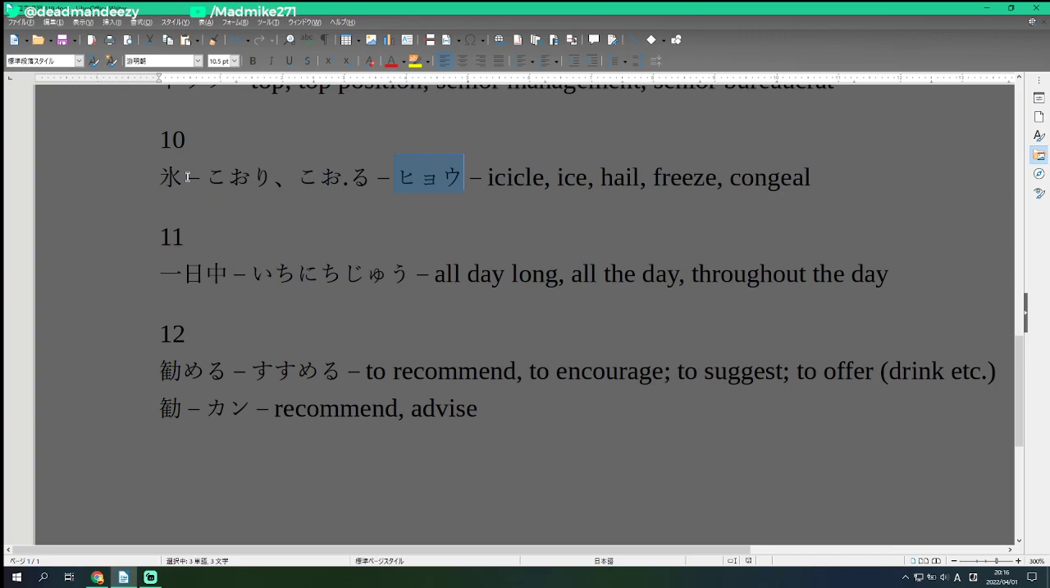Number 11 is ichinichi ju. Ichinichi is like every day or one day at a time, kind of. And ju is in the middle of. So throughout the day or all day long is ichi nichi ju. One day in the middle of is all day long or throughout the day.